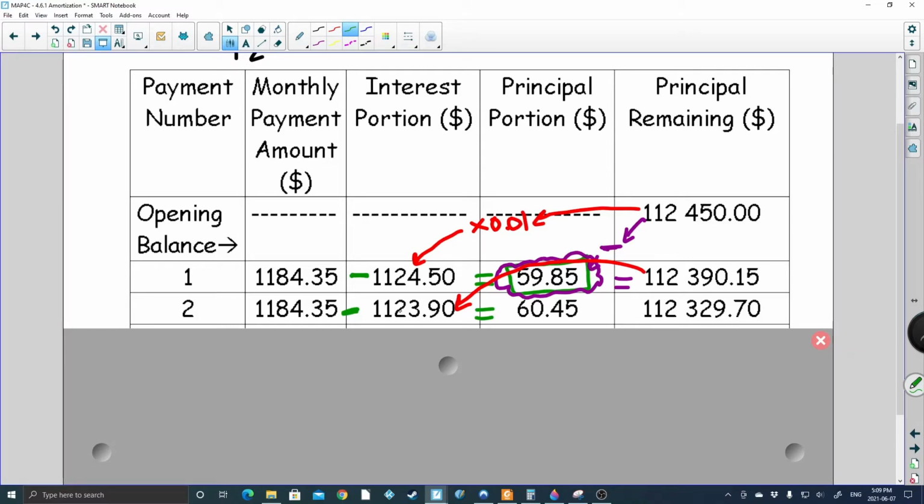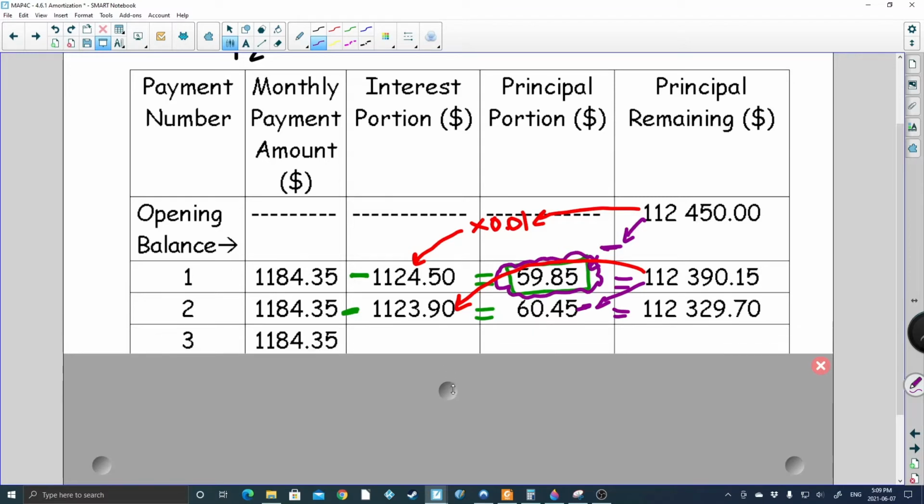They're taking $1,123.90 as interest. The leftover goes to paying my principal, and you'll see that my leftover increased just a little bit, 60.45. I then subtract these two numbers here to give me my new value. And you keep doing that over and over and over.